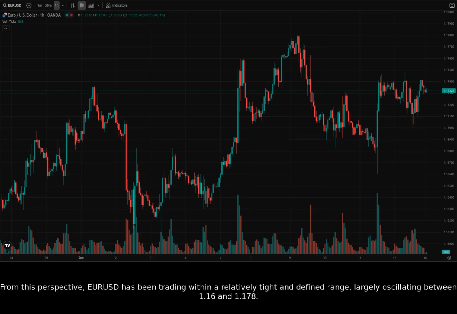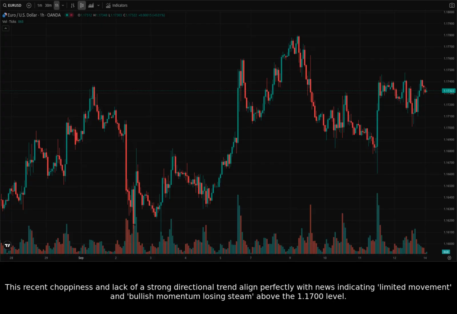From this perspective, EURUSD has been trading within a relatively tight and defined range, largely oscillating between 1.16 and 1.178. This recent choppiness and lack of a strong directional trend align perfectly with news indicating limited movement and bullish momentum losing steam above the 1.1700 level.